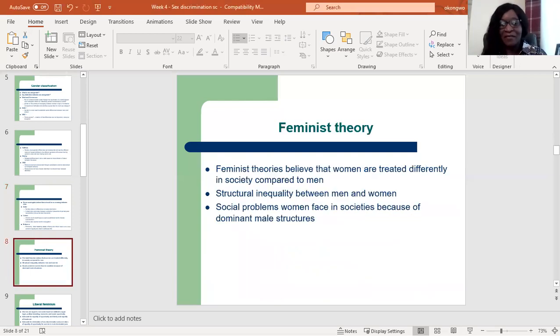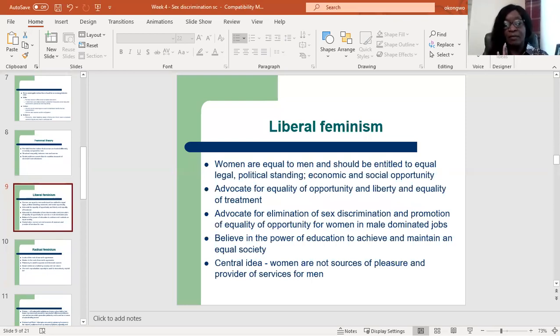All right, so we have the feminist theories. The body of feminist theories believe that women are treated differently in society when compared to men. They highlight the structural inequalities that exist between men and women, and the problems that women face in society because of the dominant male structures that exist. We will briefly look at two of the feminist theories: liberal feminism and radical feminism.